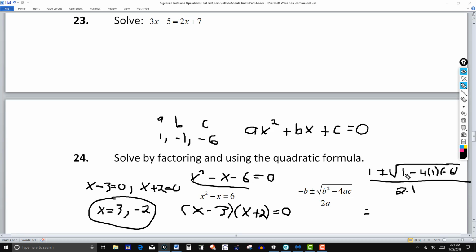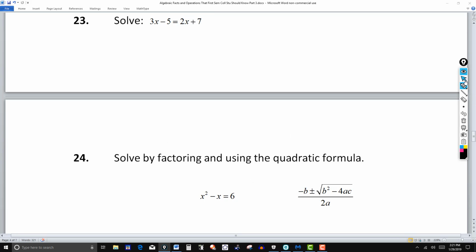So this would give me then 1 plus or minus, and then the square root of 25 is 5, and that's divided by 2. Then we just get the answer for this. So one answer could be 1 plus 5 over 2, which means 6 over 2, and that gives us 3. Another answer could be 1 minus 5, which is negative 4 over 2. That gives us negative 2. That's the other answer. 3 and negative 2. Clear this. Let's go to the next one.